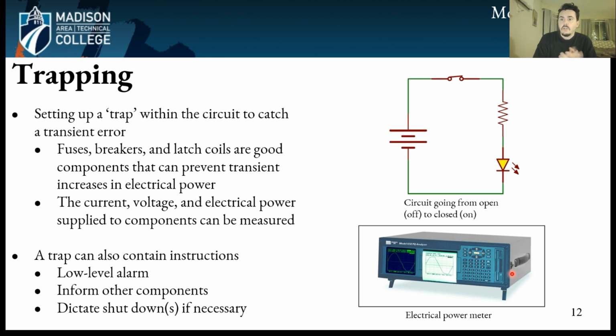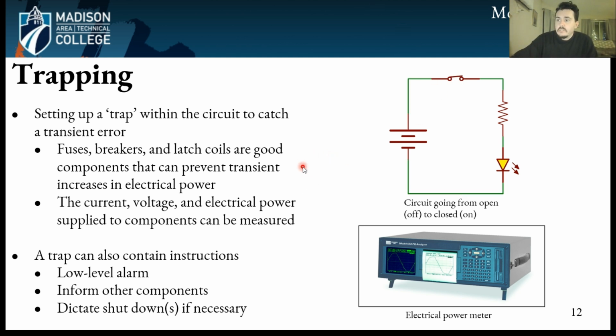All right, so the last one is called trapping. This is what occurs when we set up a trap within the circuit to catch a transient error. And really, you can do this one of two ways. The first way is some sort of mechanical trap. So a fuse, a breaker, some sort of mechanical latch. You'll see right here, as the latch disconnects, the circuit goes from closed to open. As I go from closed to open, I power off. When the circuit is open, I don't have current running through the wire. When the circuit is closed, meaning the mechanical relay there is closed, then I can run current through the wire and I have a complete circuit.